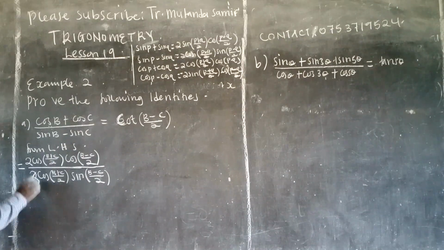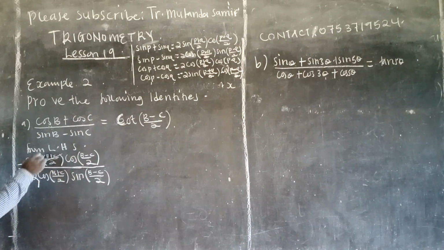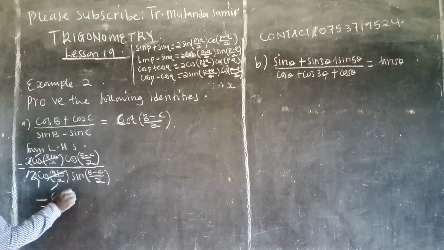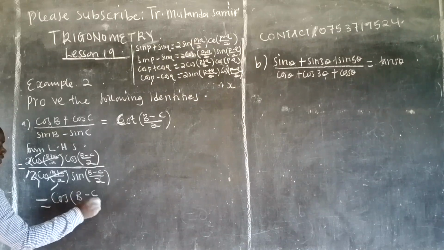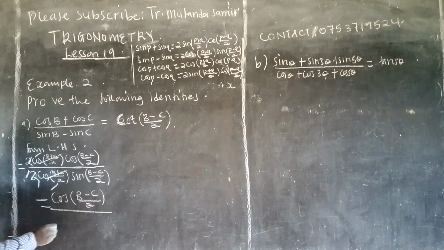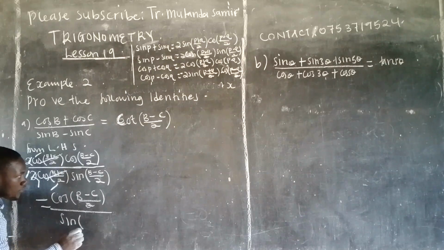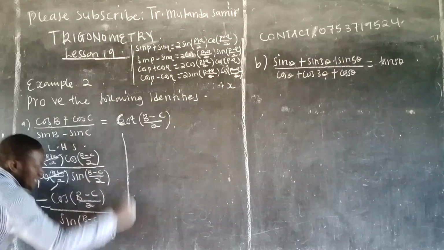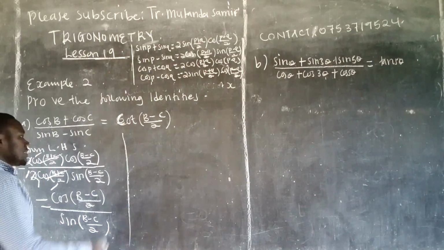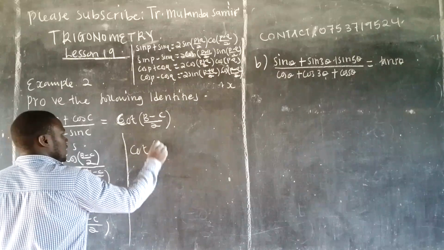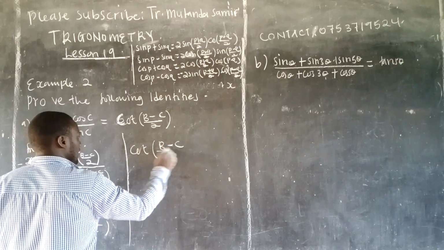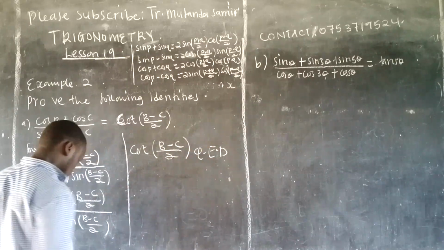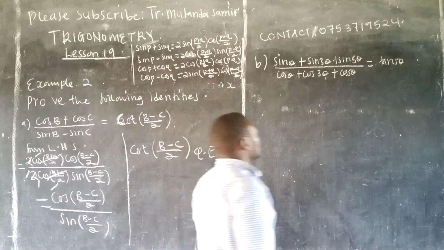And you see that this 2 goes out with that, and this cos goes out with that. So finally, what we have is cos of (B − C)/2 over sine of (B − C)/2. Generally, how do you call this? Cos over sine is the same as cot of (B − C)/2. Then we can say quite easily, done.